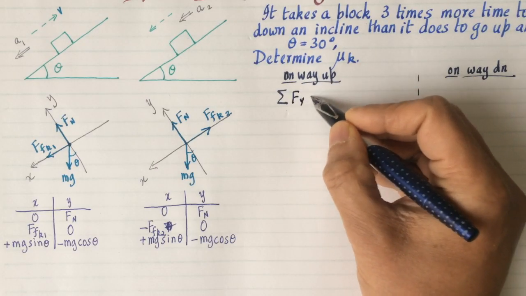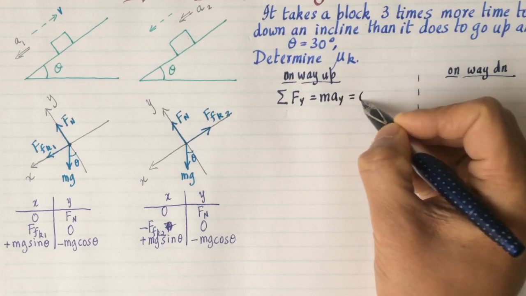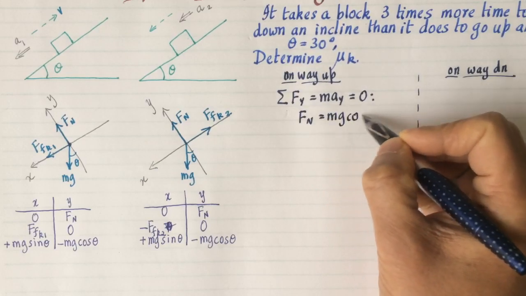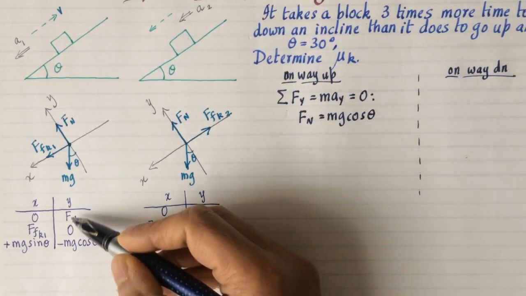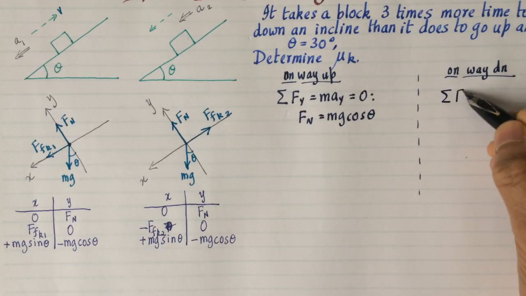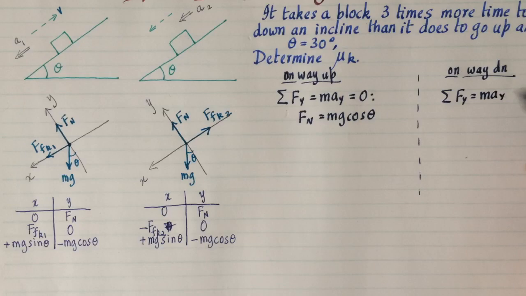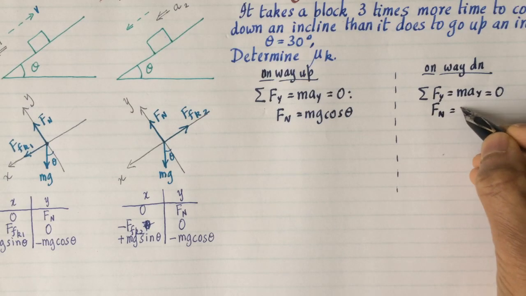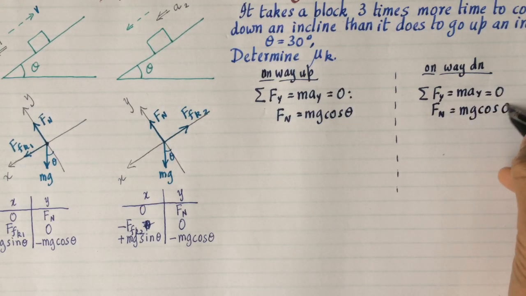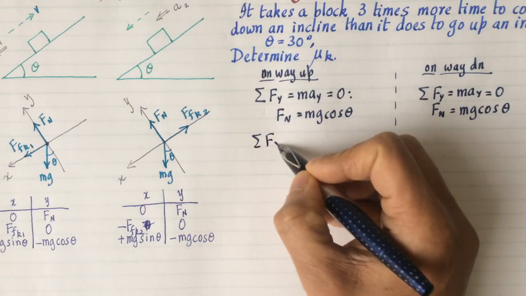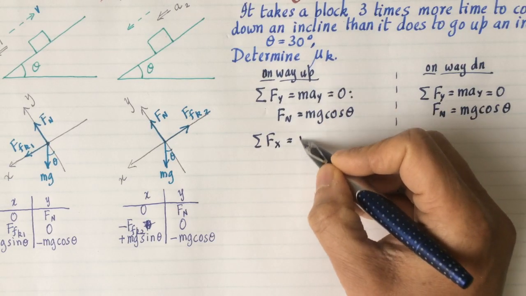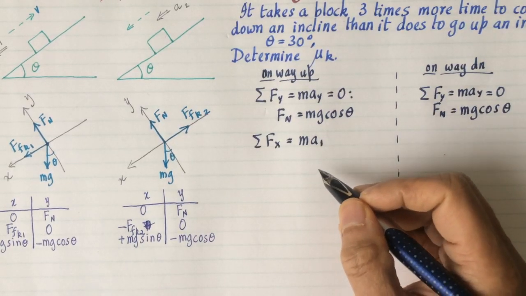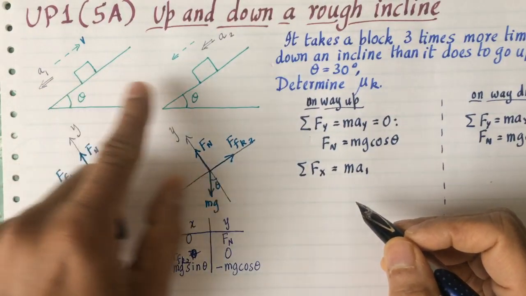Sum of all the forces in the y direction, which is may, is going to be 0. So I'm going to get Fn equals mg cosine theta from this. Exactly the same on this side. What about the x direction? Sum of all the forces in the x direction is mass times acceleration ax, which in this case is a1 according to my convention here, a1 and a2.